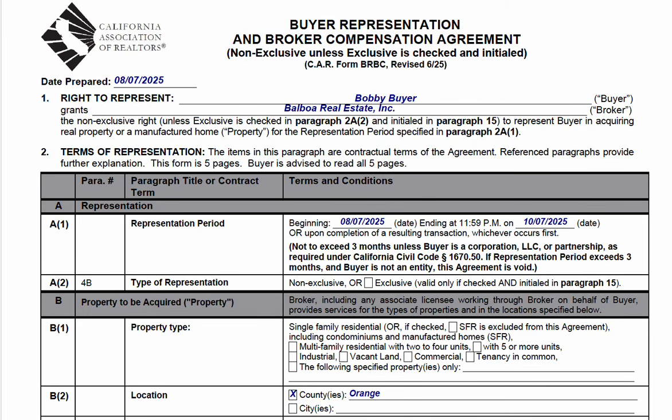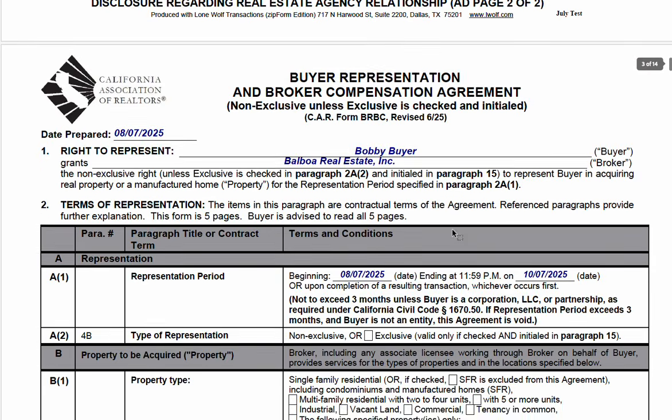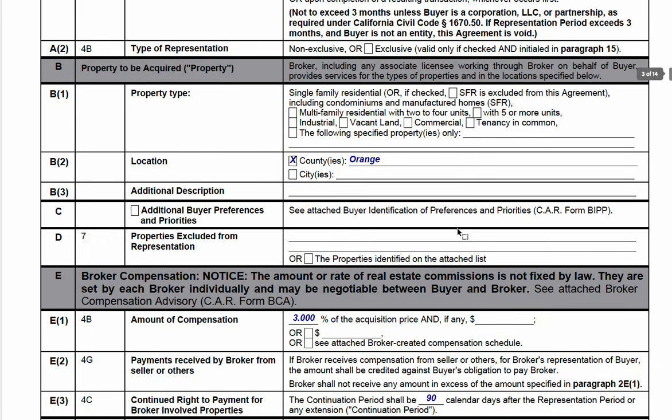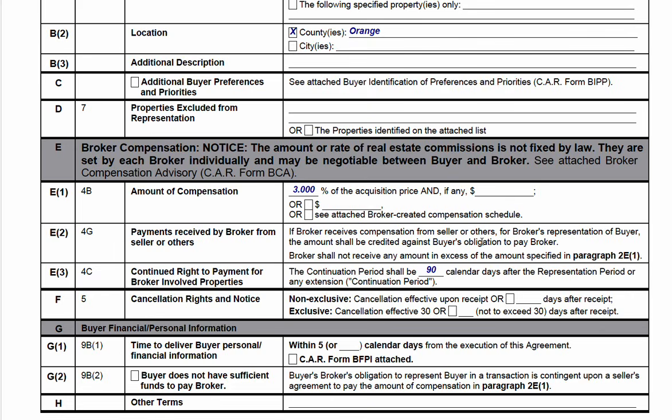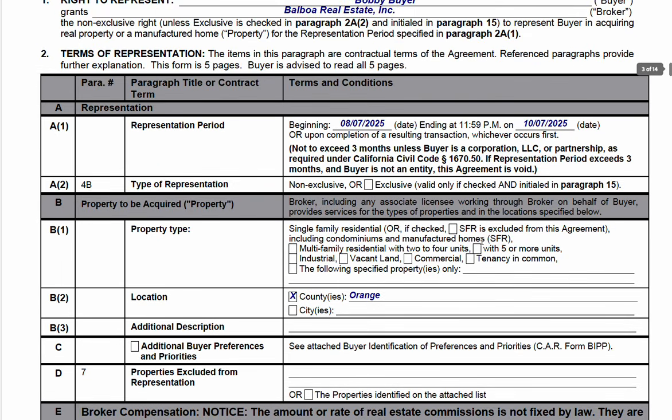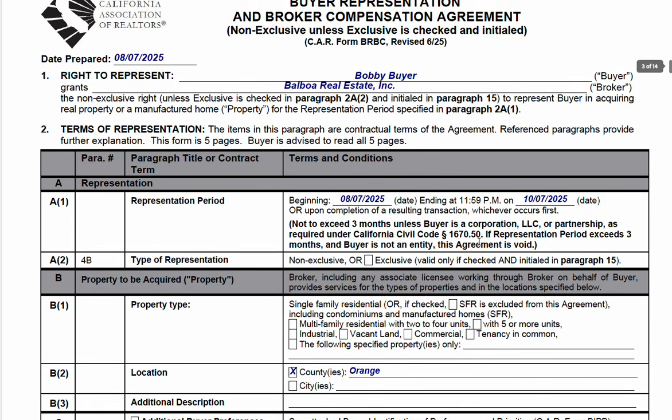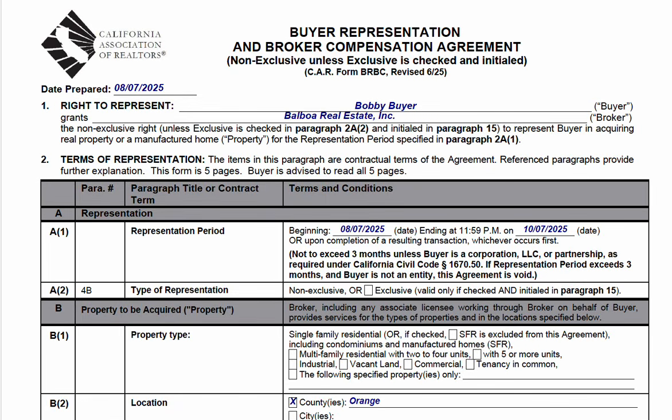This is the fastest and easiest tutorial of the Buyer Representation and Broker Compensation Agreement, Form BRBC, revised June of 2025. Now, this is a 14-page bundle, but really, there's only one page you have to worry about. One page accounts for 95% of this thing, and so that's why I'm going to show you the fastest and easiest way to fill it out.